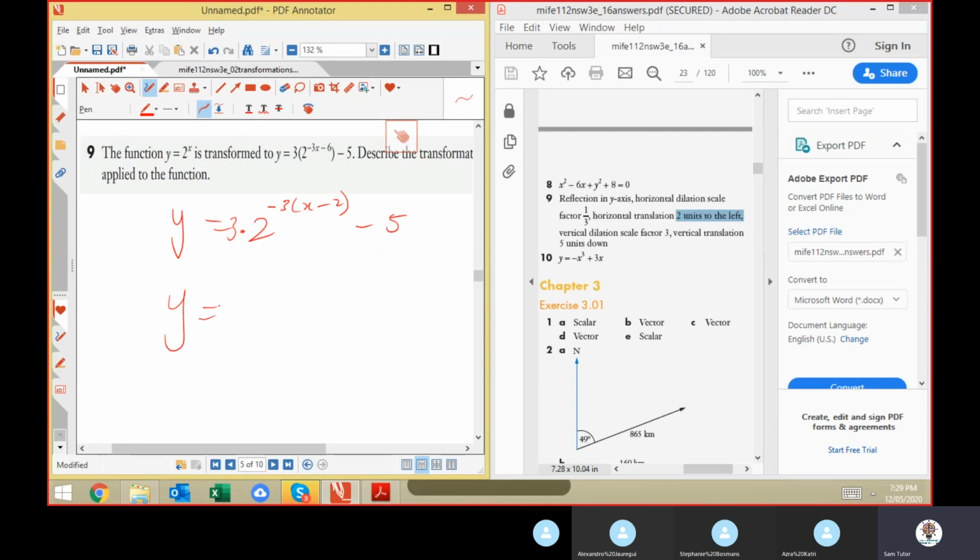Y is equal to x minus 2. You're going to go horizontal translation, 2 units to the right. Yeah, of course. Why the heck did they write 2 units to the left? I don't know. I have no idea why they wrote 2 units to the left. That would be a mistake there. I didn't pick that up. 2 units to the right. Definitely 2 units to the right. Horizontal translation. So we're shifting it to the right 2 units.